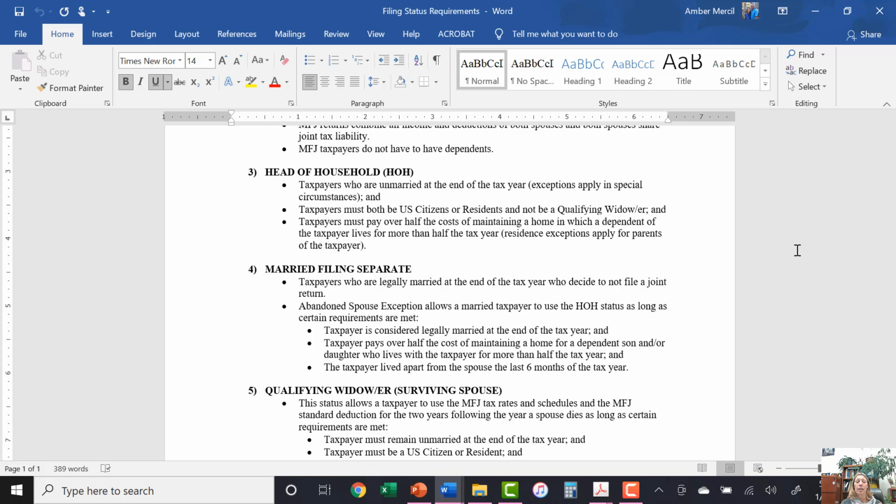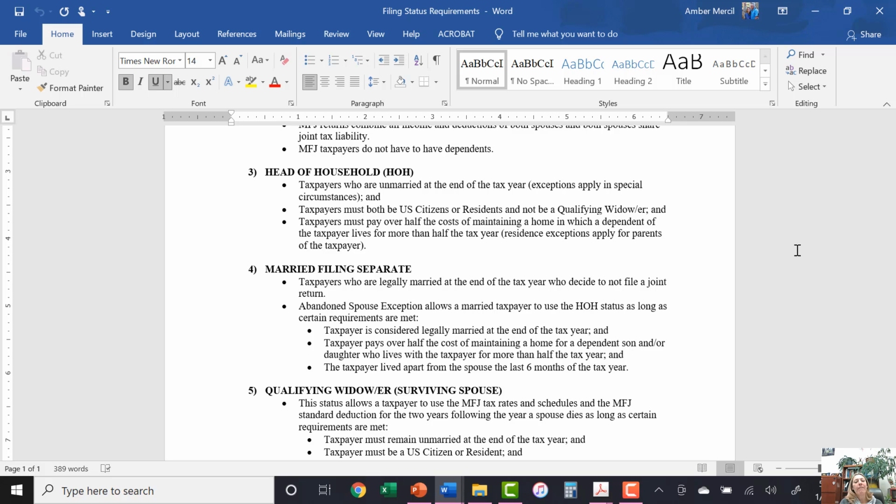Every other dependent that's not a parent has to live in the taxpayer's home for more than half of the year. That's why some people who have dependents might not qualify for head of household status, because they aren't living there and they're not supporting them in that way. Okay, so that's what head of household means.